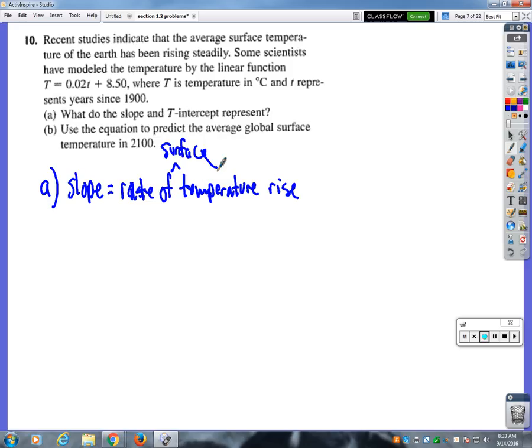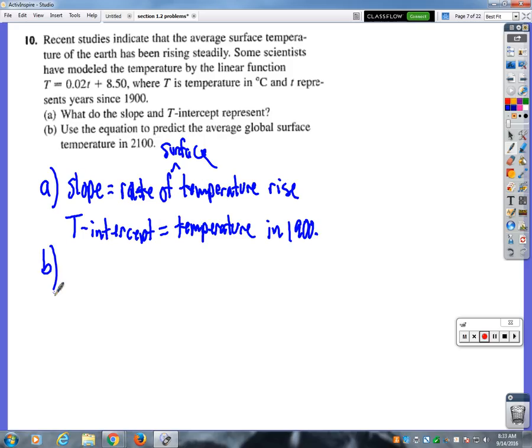T-intercept? The temperature of the year 1900, because that's when they started? Yeah. So the t-intercept would be what you get when you plug in 0 for little t, and little t represents years since 1900. So that means the t-intercept is the temperature in 1900. All right. Use the equation to predict the average global surface temperature in 2010.